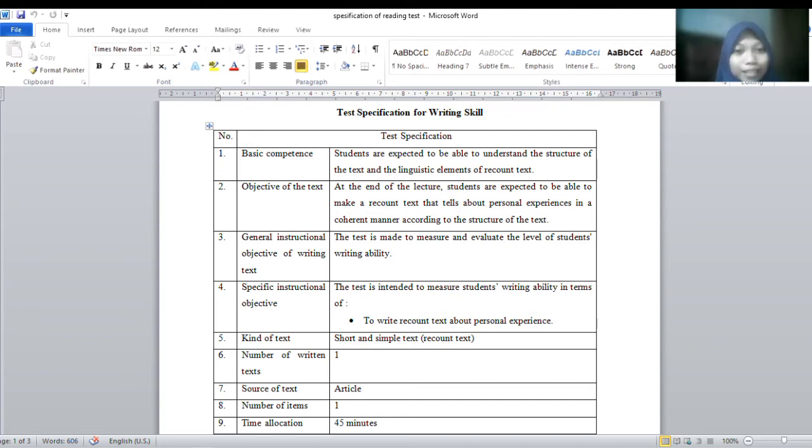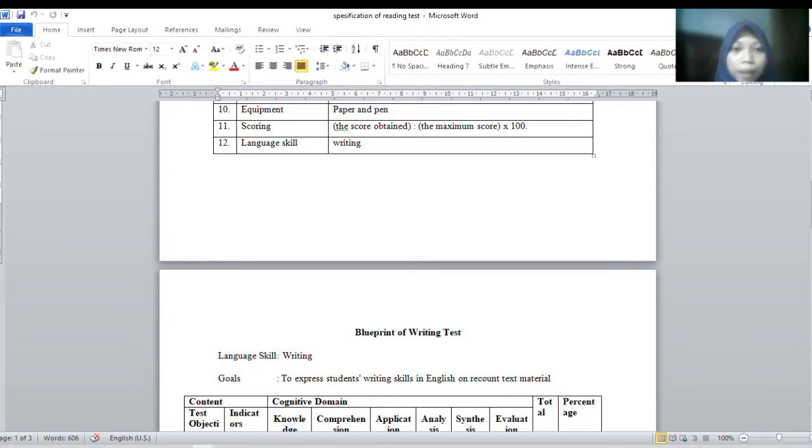The kind of text is a short and simple text about recount text. The number of written text is 1. The source of text is from an article. The number of items is 1. Time allocation is 45 minutes. Equipment is paper and pen. And then for scoring, the score obtained is divided by the maximum score times 100. The language skill is writing.